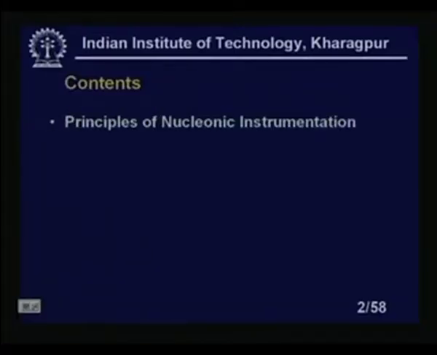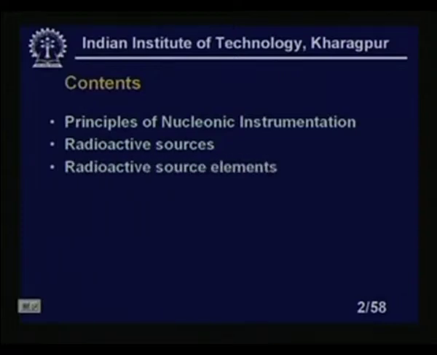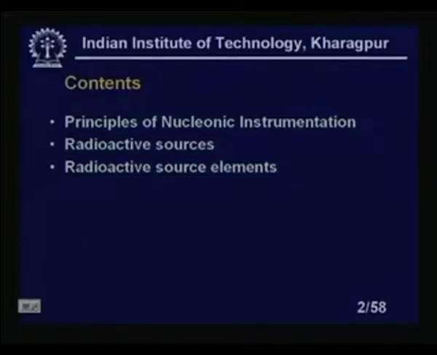Let us look at the contents of this lesson. Contents: principles of nucleonic instrumentation, and radioactive sources, the radioactive source elements, that is, what are the different elements which make the radioactive sources. Basically, radioactive sources means alpha, beta, gamma rays, but what are the elements actually used in nucleonic instrumentation, that we must study.